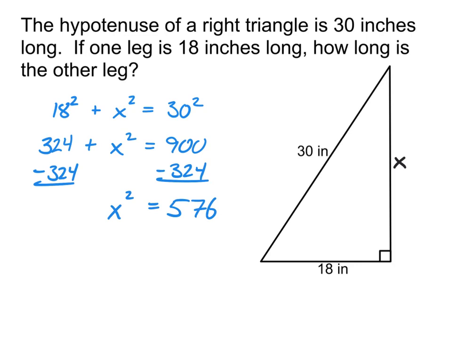And then to find out what x is, I take the square root of the 576, and that gives me 24. Now in this particular problem, we are actually told some units because we were told that these were both in inches. So I'm going to go ahead and include that in my answer here as well and say that my answer is 24 inches is the length of that other leg.